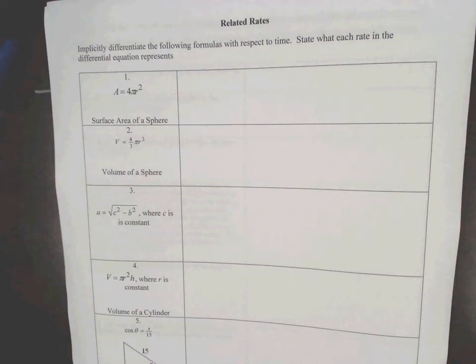All right. This is going to be the lesson on related rates. This is page 137, and it says at the top of the page, implicitly differentiate the following formulas with respect to time. State what each rate in the differential equation represents.